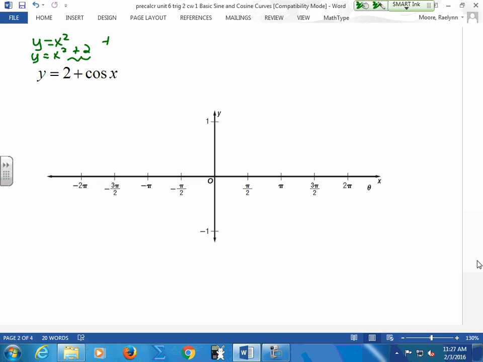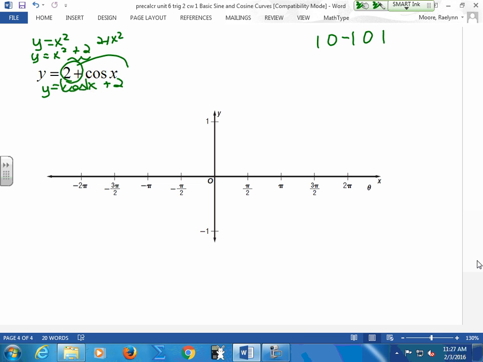I didn't really like looking at it like this, so let's move this to the end. My amplitude is still 1. My period is still 1. Anybody remember the pattern for cosine? 1, 0, negative 1, 0, 1. Good, good. Now, my amplitude didn't change.